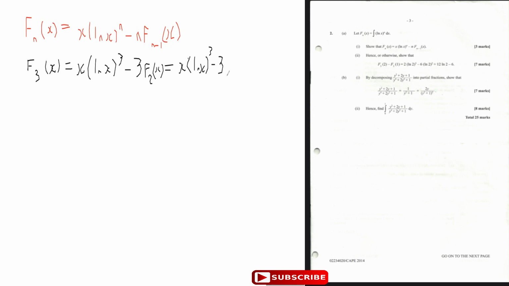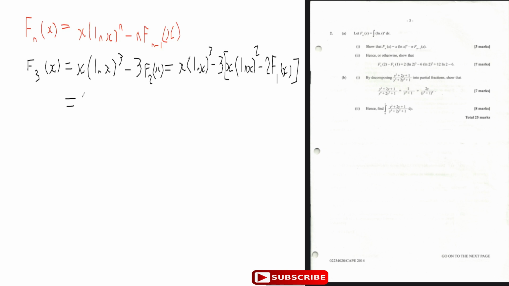Well, for f2 of x, we're going to replace n with 2 now. So f2 of x is x times ln x squared minus 2 times f1 of x. All right, so before it looks any more complicated, I'm going to simplify what this is.